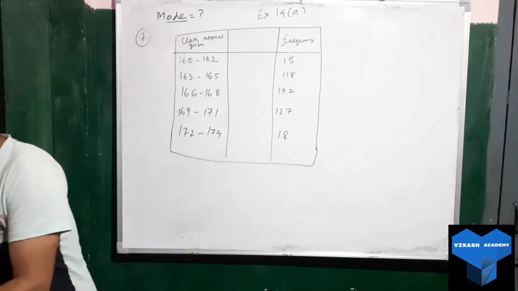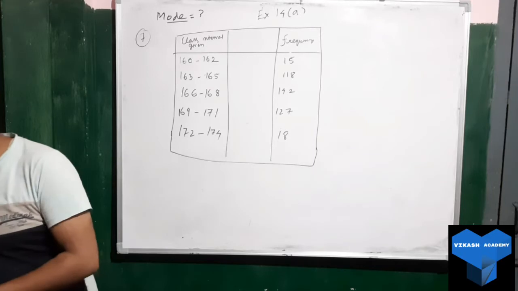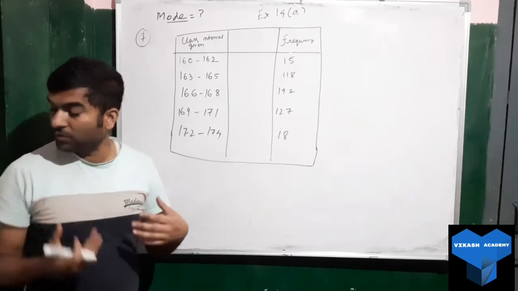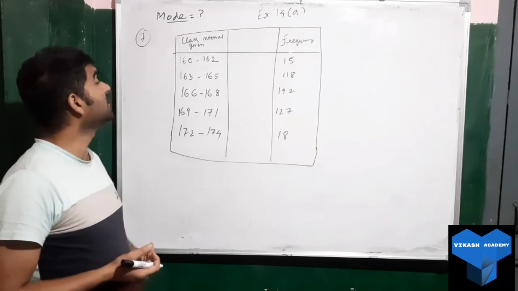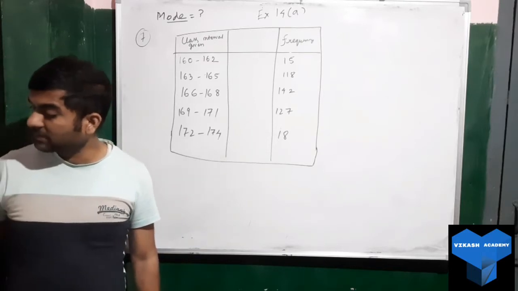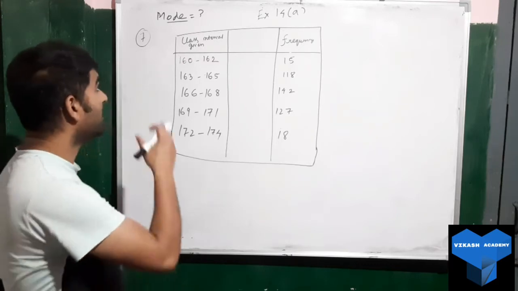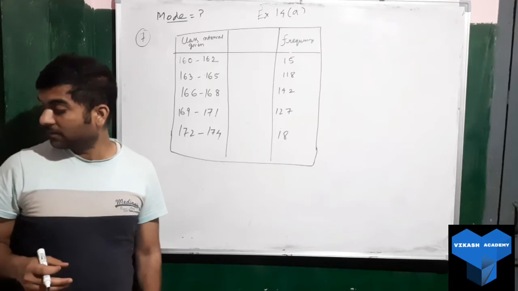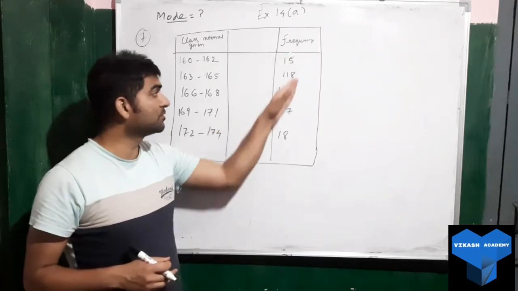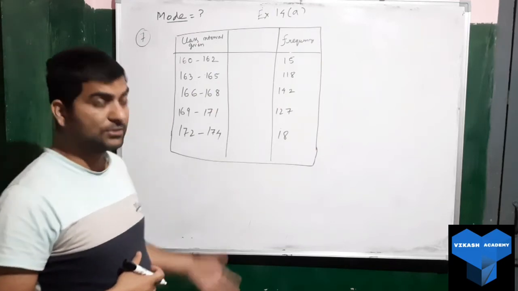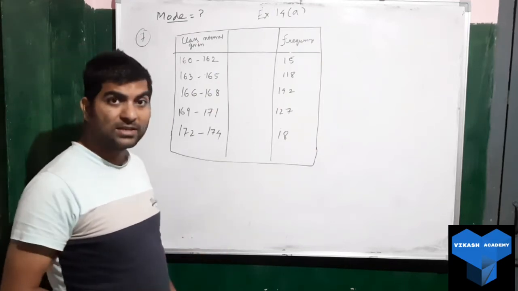Now what we have to do here also is find the mode. In this question we have to find the mode height, or the height of the maximum number of students. Here the frequency distribution of the height of the students is given, and we have to find the mode height of the students. Means we have to find the mode.